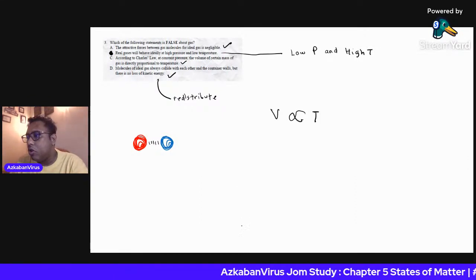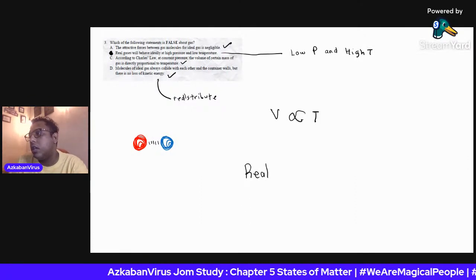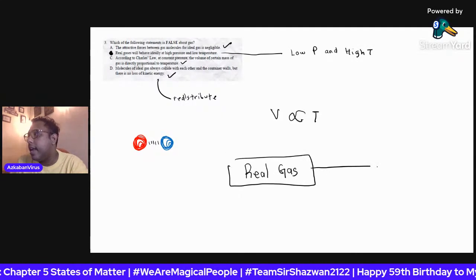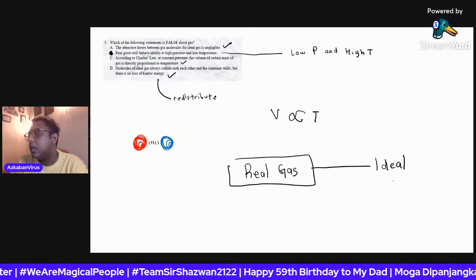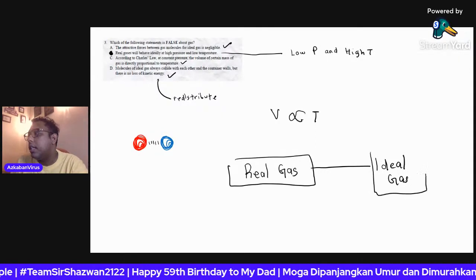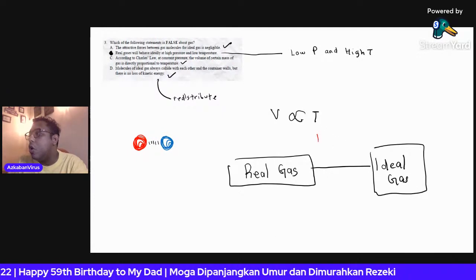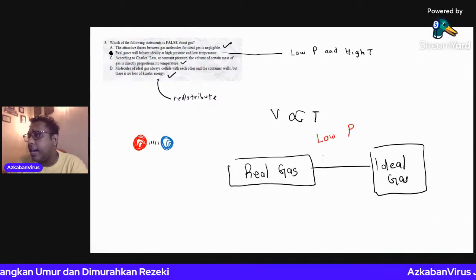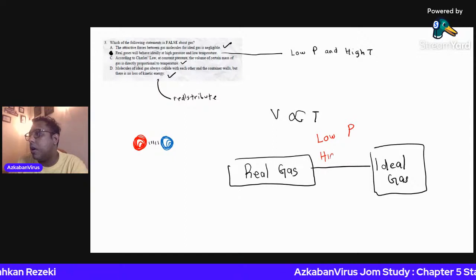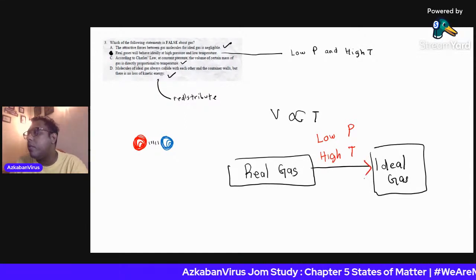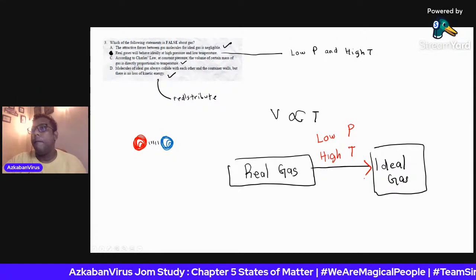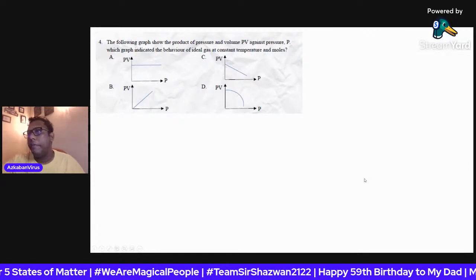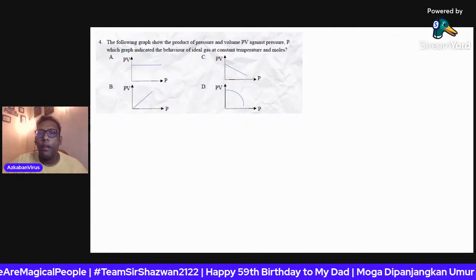Remember, untuk real gas behave as an ideal gas, kita mestilah conduct dia at low pressure. Jangan bagi dia stress. Low pressure and high temperature. Kita hantar dia pergi bercuti di pulau. Okay, baru dia boleh behave sebagai ideal gas. Ini adalah soalan ketiga. Soalan keempat: the following graph shows the product of PV against pressure, which indicates the ideal behavior.